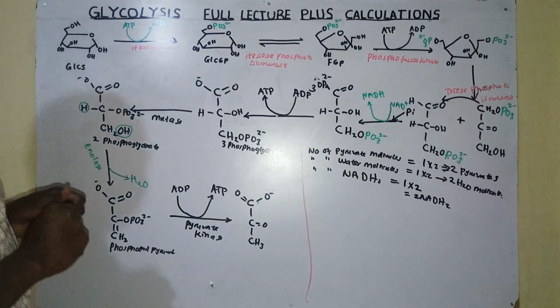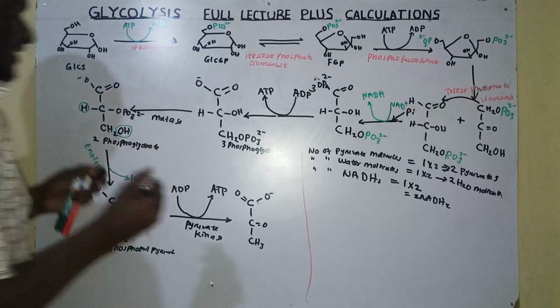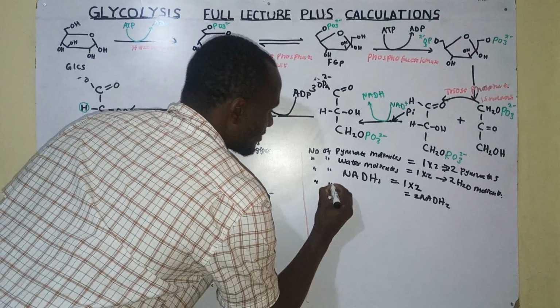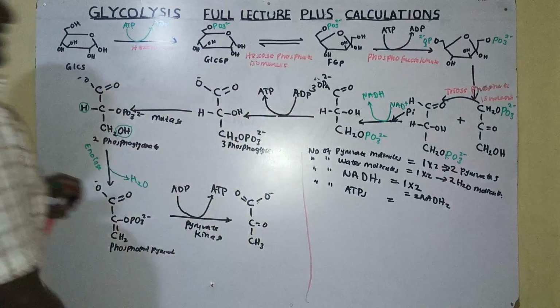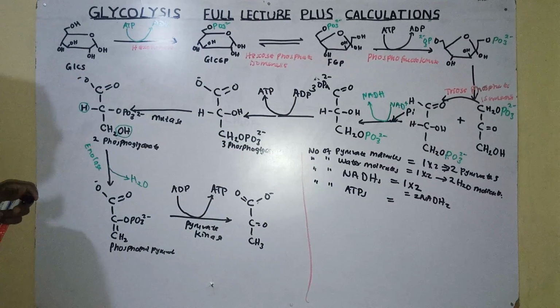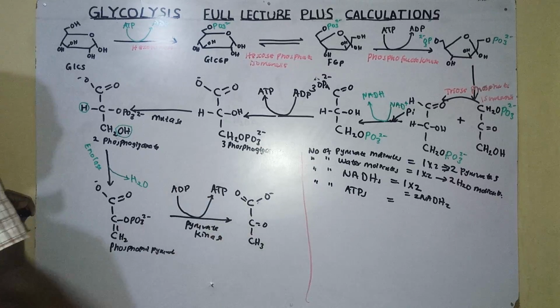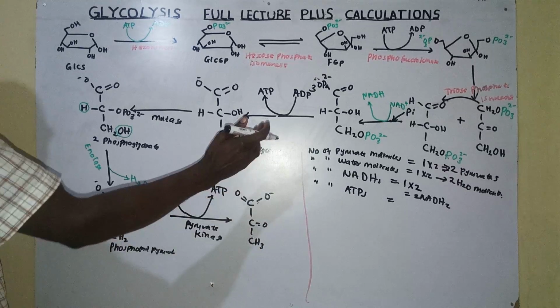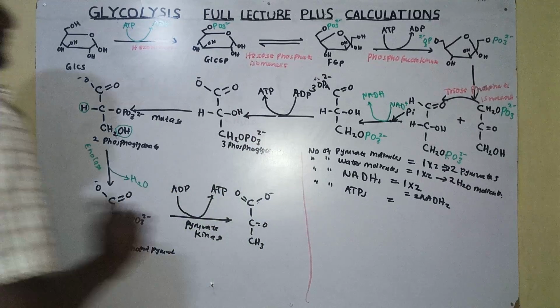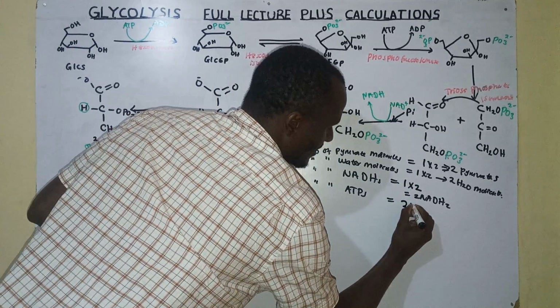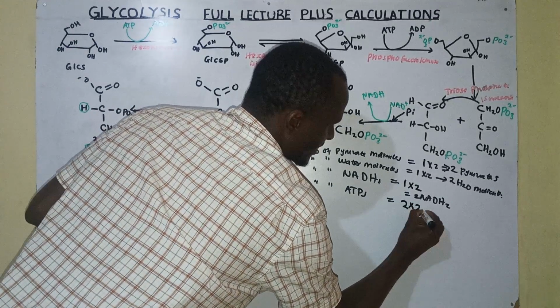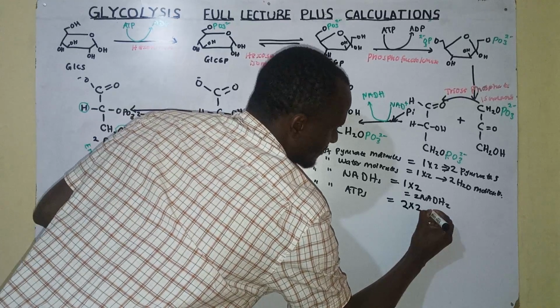Any other molecule that we are looking at is ATP. The number of ATPs produced at step number 7 and step number 10. So it's produced here and here. So there are 2, but our pathway takes place twice. So there are 4 ATPs.